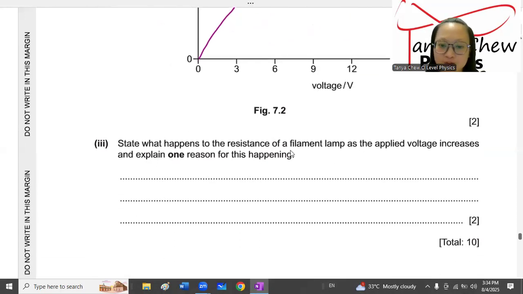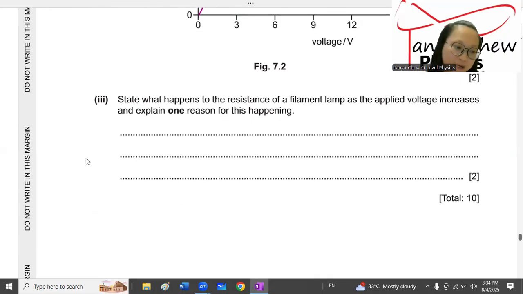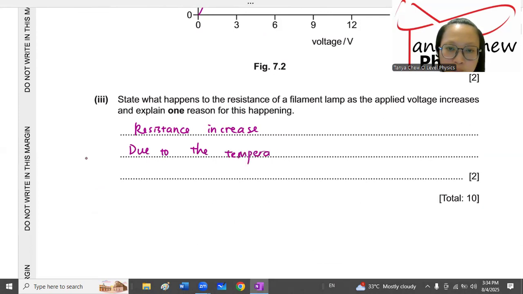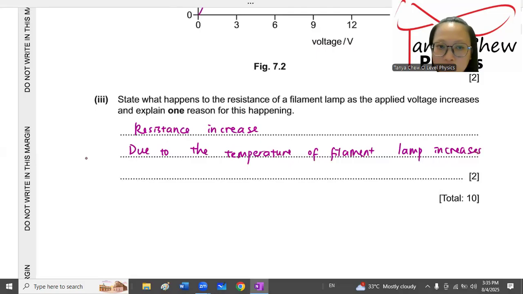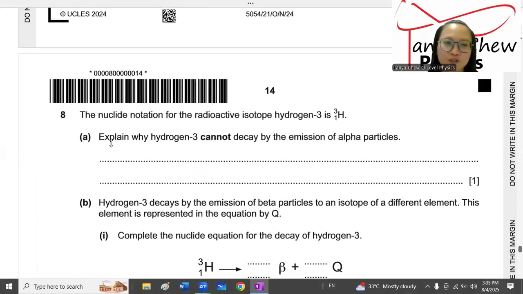Now, state what happens to the resistance of a filament lamp as the applied voltage increases and explain one reason for this happening. I would say that the resistance increases. Why? Due to the temperature of the filament lamp increases. That's the reason.